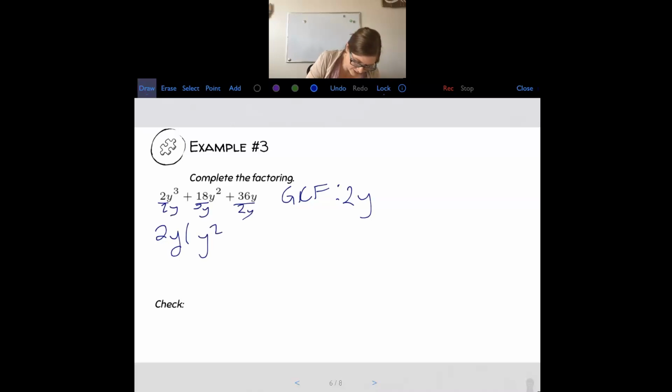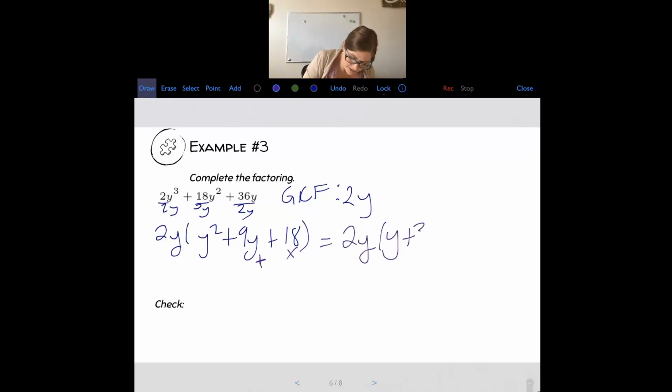So we'd have y squared plus 9y plus 18, and then we look to see if we can factor any more. Two numbers that multiply to 18 and add to 9. If you list the factors, you'll find that that's 6 and 3. So this is 2y times y plus 3, y plus 6 would be the final answer there.